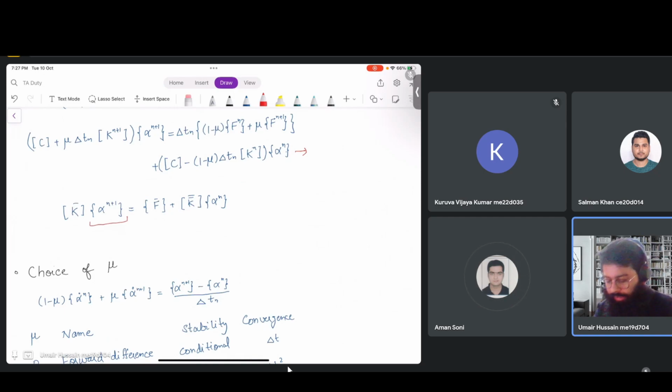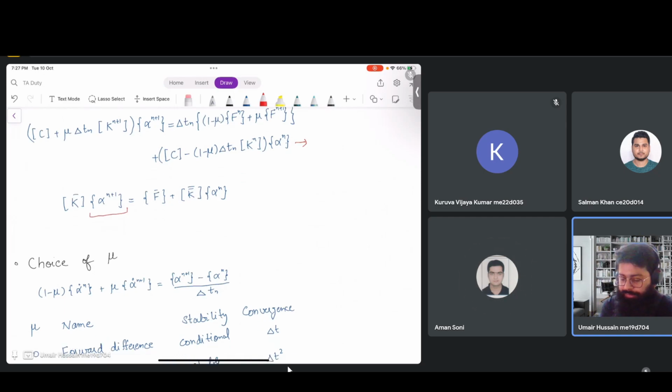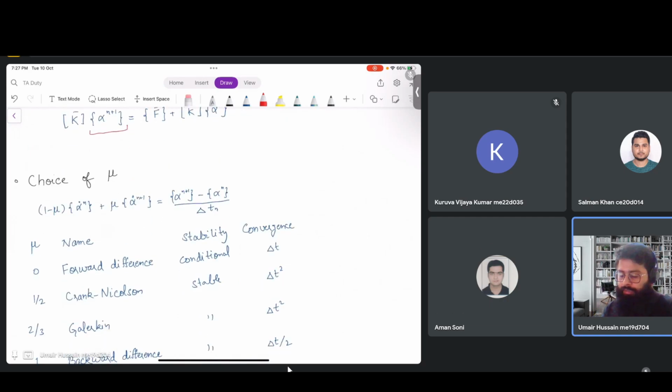Okay, so next thing is the choice of mu. What is the choice of mu? There are various types of methods named based on the choice of mu. The basic one is we take mu as zero. That is called the forward difference method. This is, I think, also known as the explicit method, where we don't use the value at the next time step. That's called the forward difference method. This method is not very convenient in terms of stability. It is stable, but its stability is subject to some condition. We'll talk about that condition. Also its convergence with respect to time step is linear in terms of time step, unlike the others.